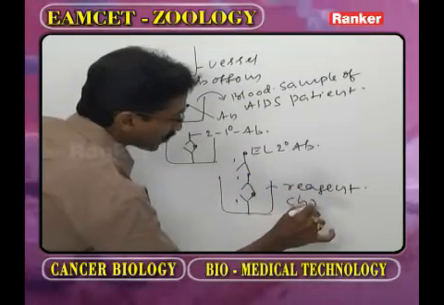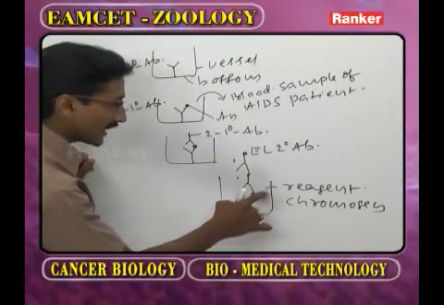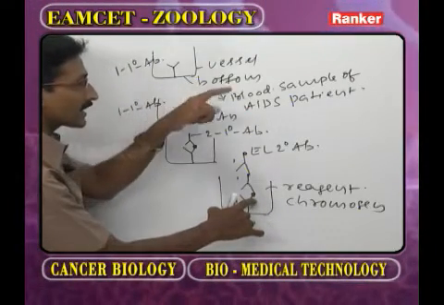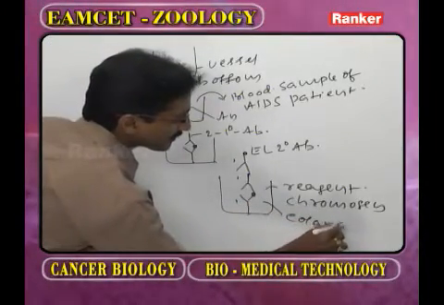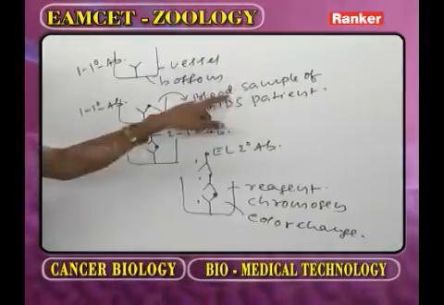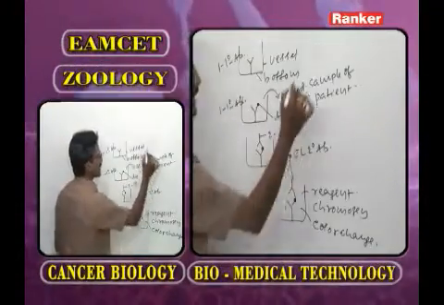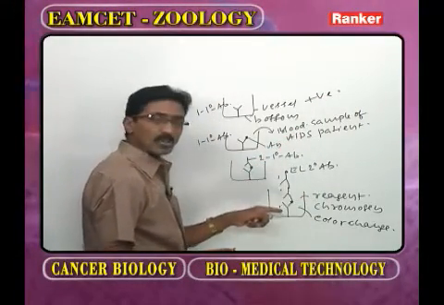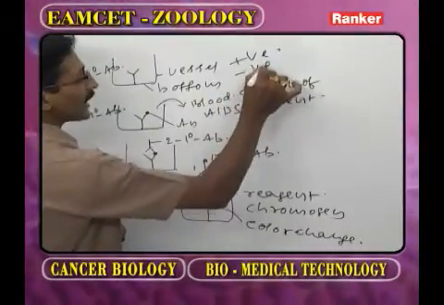That reagent is chromogen. If chromogen is added in this vessel, and if antigen is present in the blood sample of the AIDS patient, automatically the color changes. If the color changes, the HIV virus is present. Now the test is said to be positive. If there is no antigen in the blood sample, and we add the chromogen, there is no color change, then it is said to be negative.